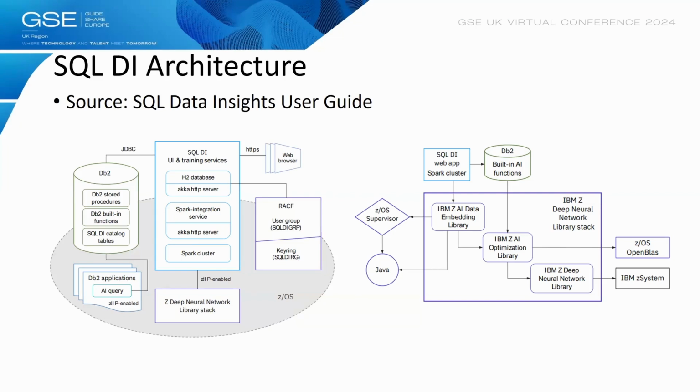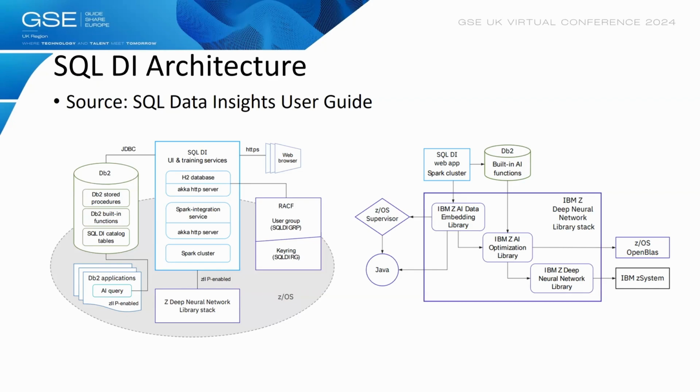So the other thing is that there are some changes on the z/OS level. So there is this IBM Z Deep Neural Network library. You can see it on the right bottom. And it's integrated with IBM Z, especially with the z16 processor, right? So that you can use the special instructions there and that accelerator that's available there.